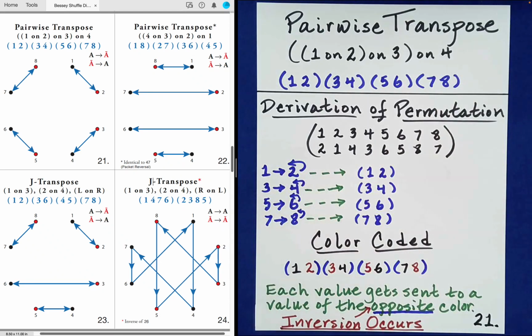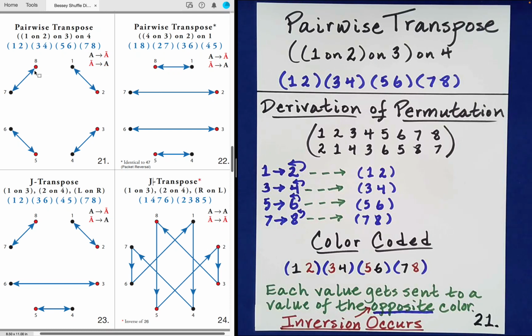Let's go ahead and take a look at the graph. It's on the top row, far left, and this is a graph we have not seen before, nor will we see it in subsequent shuffle diagrams. So here is the cycle notation of our permutation. We've indicated that inversion has occurred.